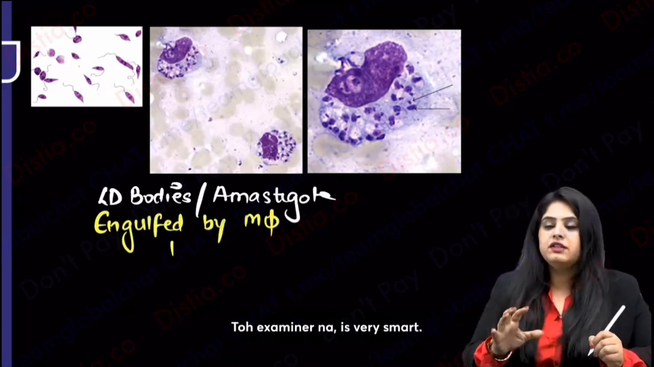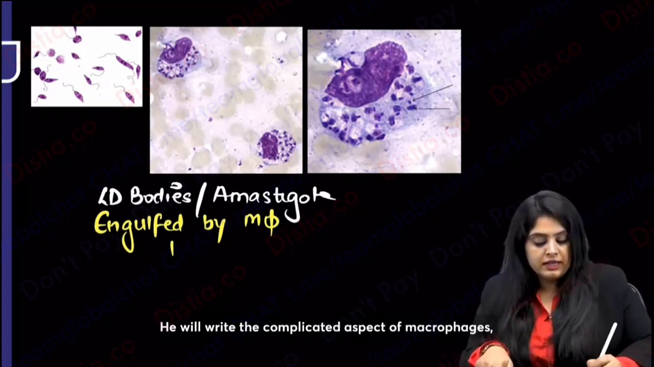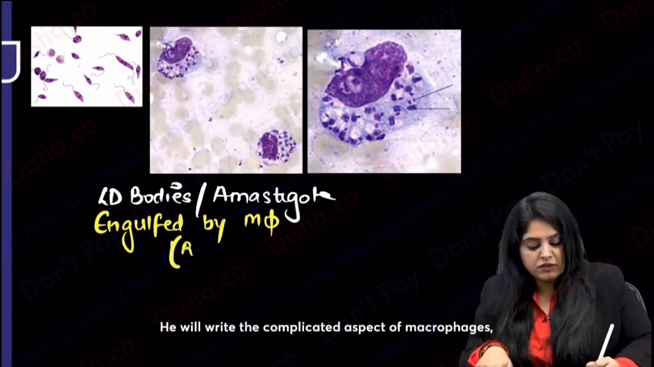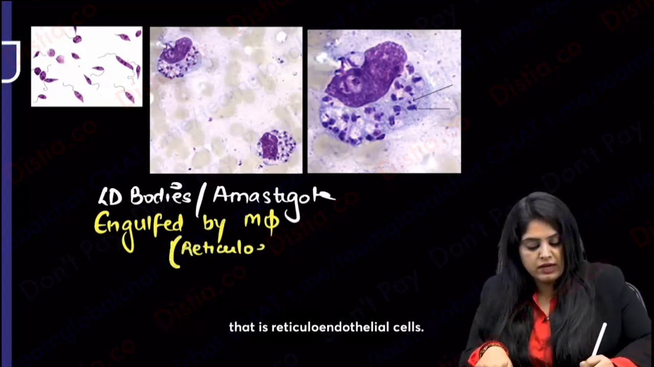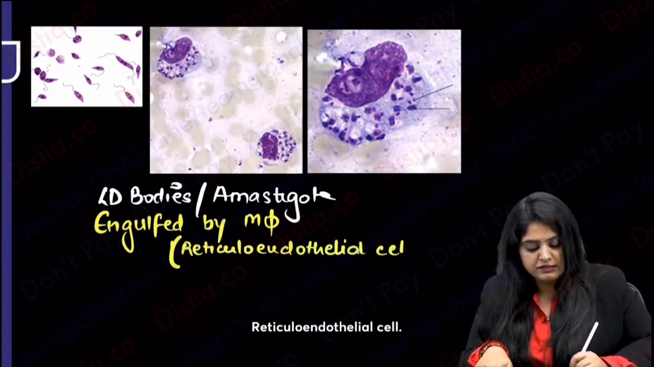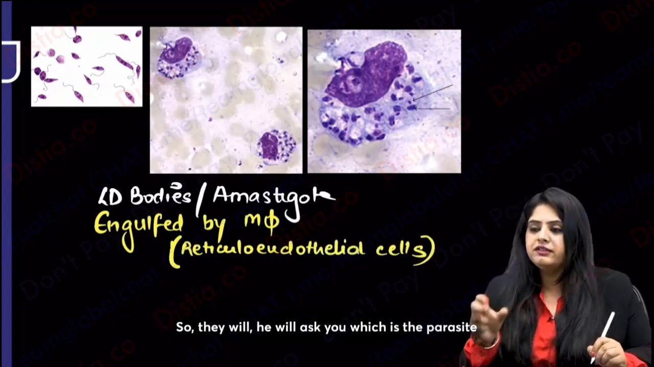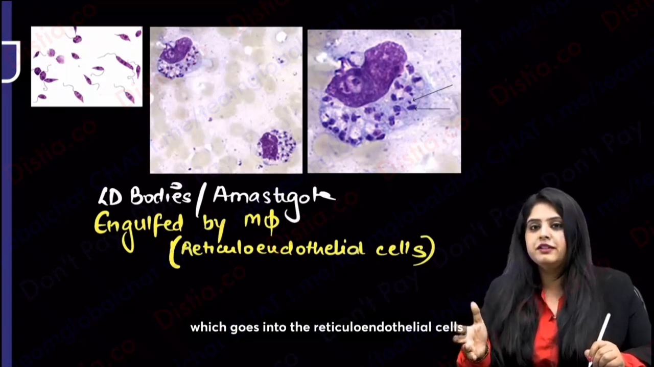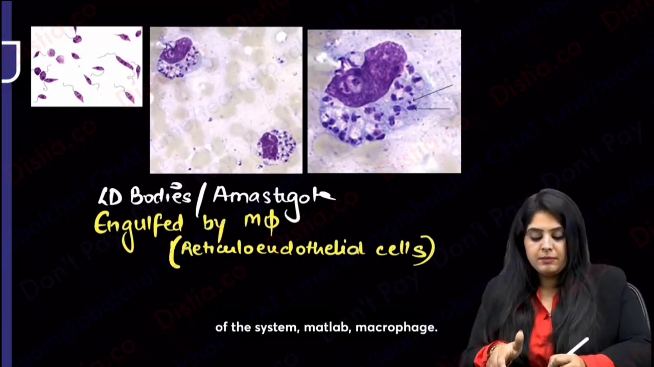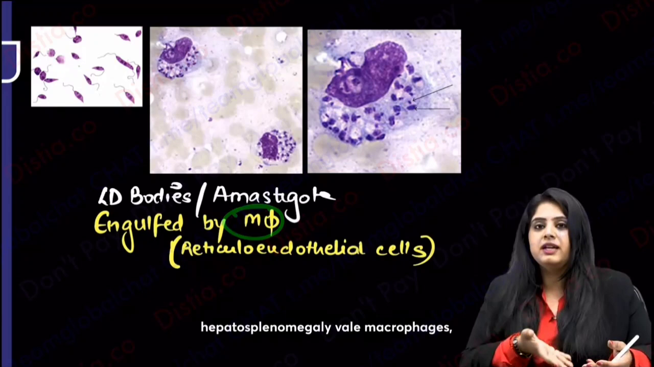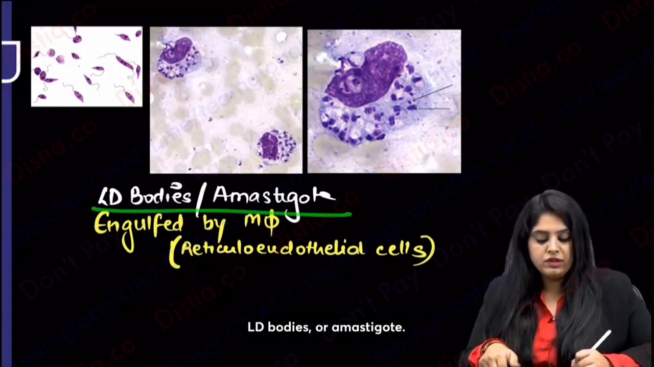So the examiner is very smart. He will not write macrophages. He will write the complicated term for macrophages, that is reticuloendothelial cells. So he will ask you which is the parasite which goes into the reticuloendothelial cells of the system. That means macrophage. Macrophage means the same macrophages as in hepatosplenomegaly. So LD bodies or amastigote.